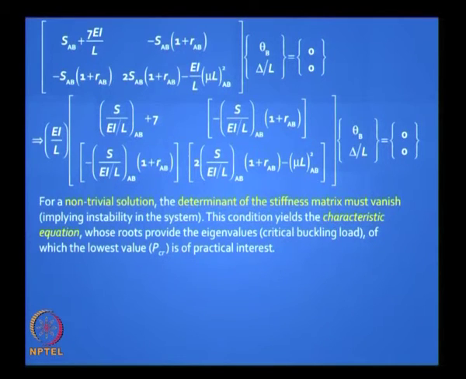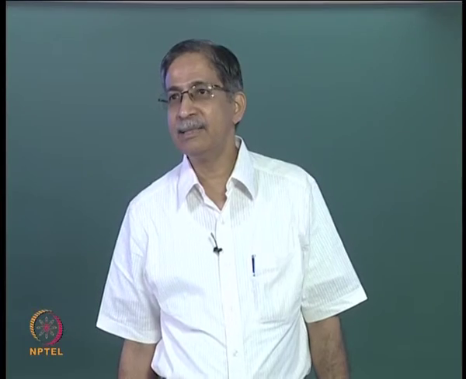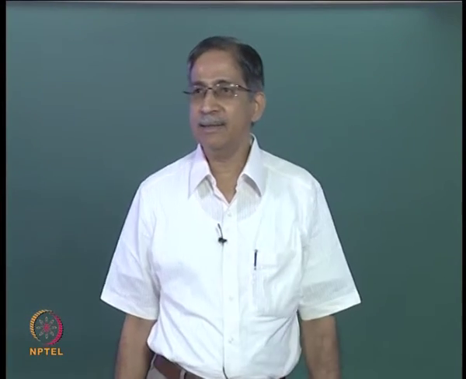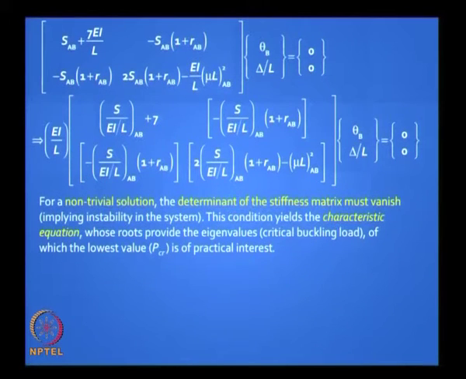So for a non-trivial solution, the determinant of the stiffness matrix must vanish. Remember, that's when there is no flexural stiffness left in that structure, it's going to just go on yielding, go on buckling. So this gives you instability, and this condition gives you the characteristic equation, and the solution of that, the lowest eigenvalue of that, is what we look for.